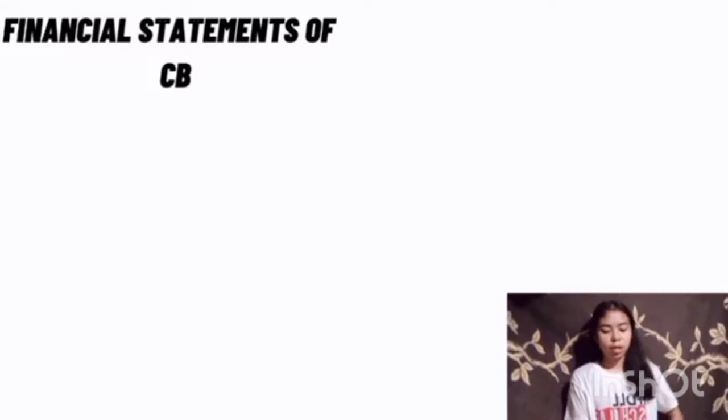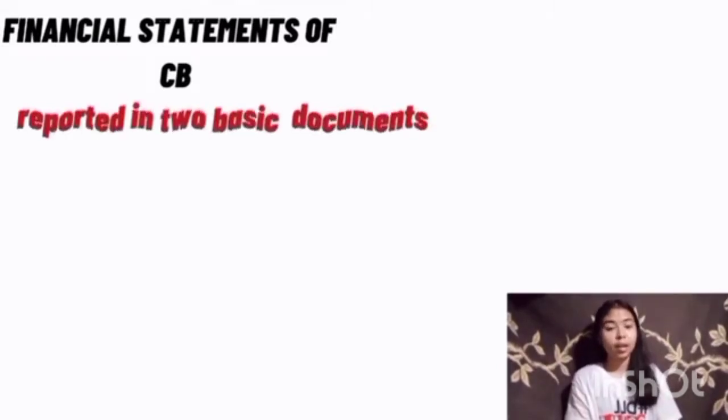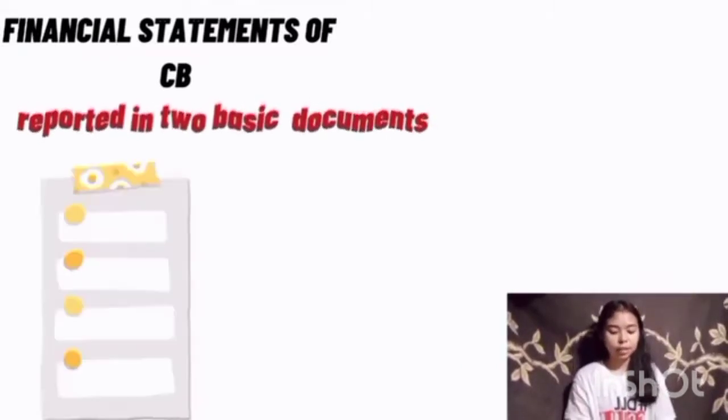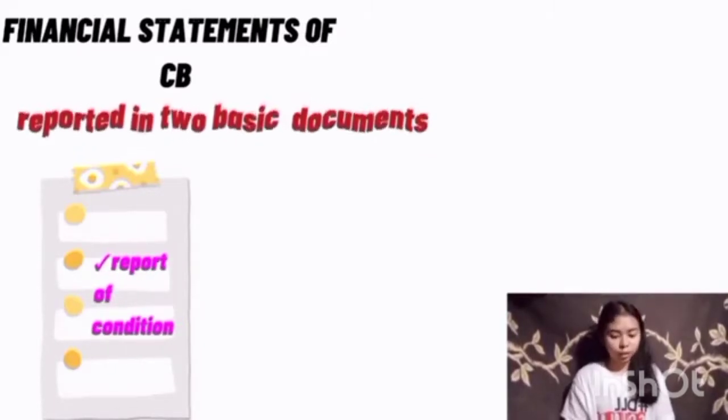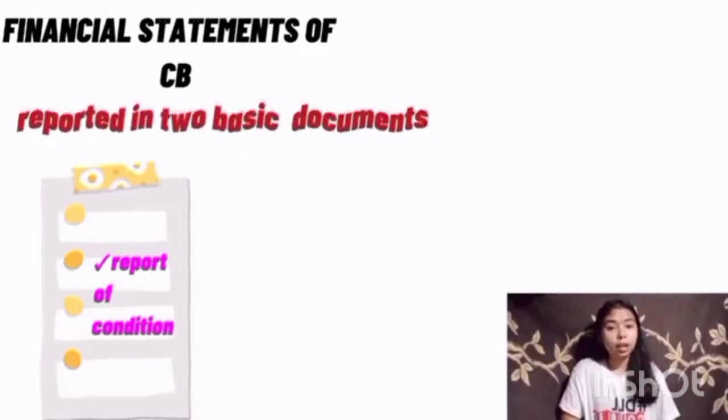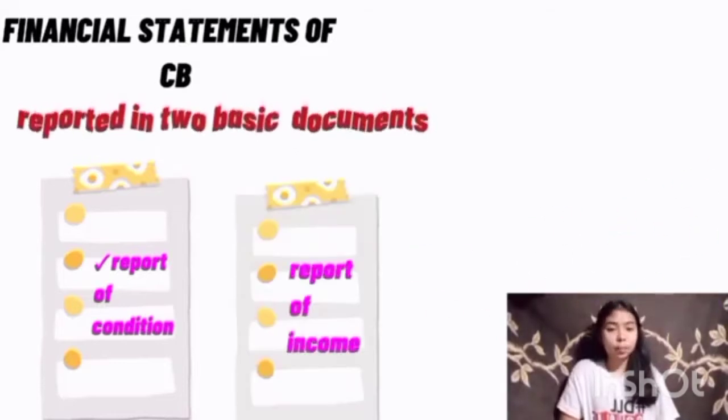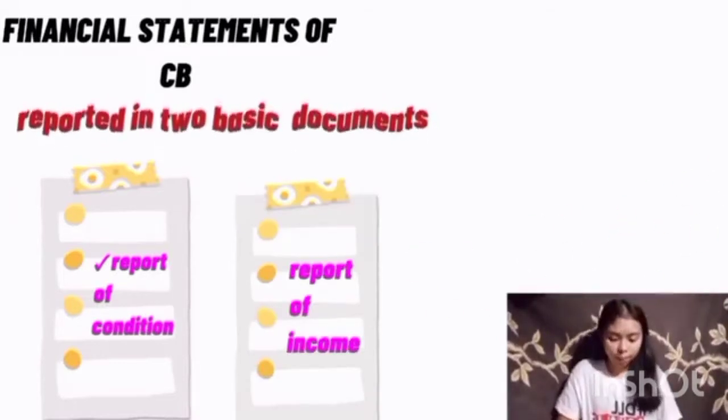So let me introduce to you the financial statements of commercial banks. So sinasabi lang na ang financial information on commercial banks is reported in two basic documents. First is the report of condition, also known as the balance sheet, reporting information at a single point in time. Second is the report of income.